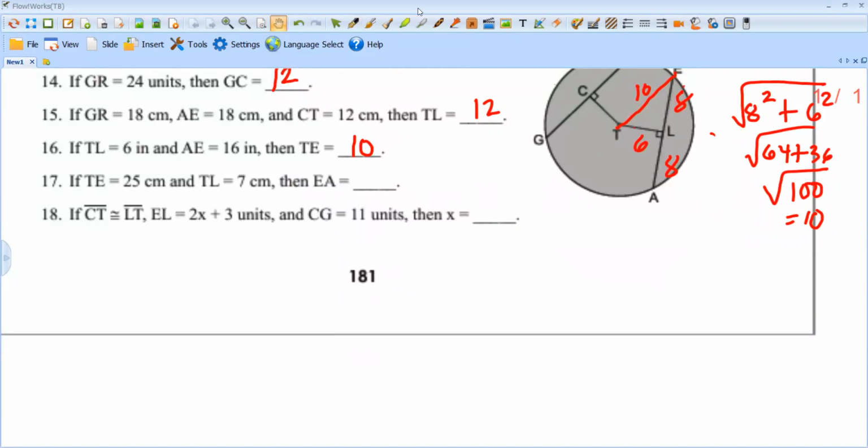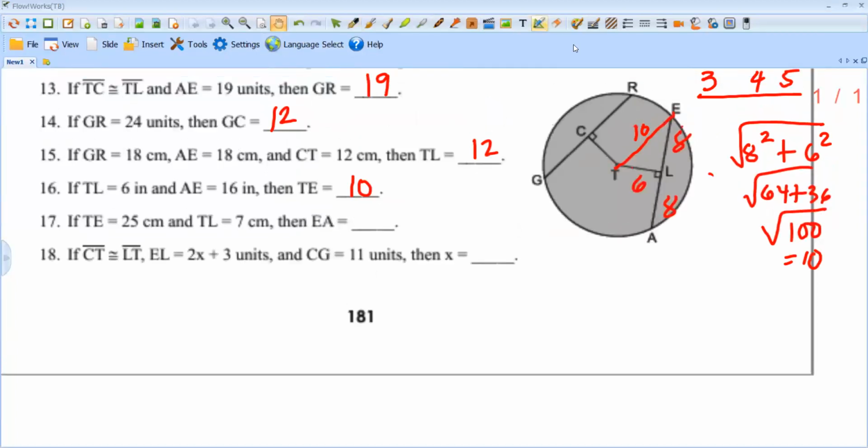TE is equal to 12. Where is the TE? So let us erase it again. TE is 12. So let us connect. TL is 7. What is EA? TE is 25 po. 25, sorry. So that is 25. TE is 25, TL is 7. EA is, so we are looking for this. We need to get this side first.